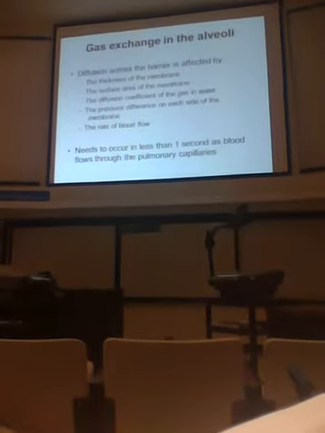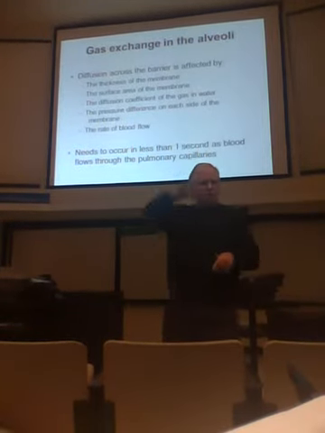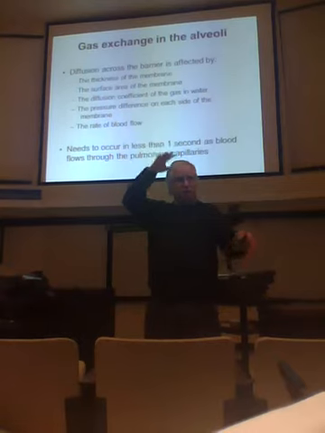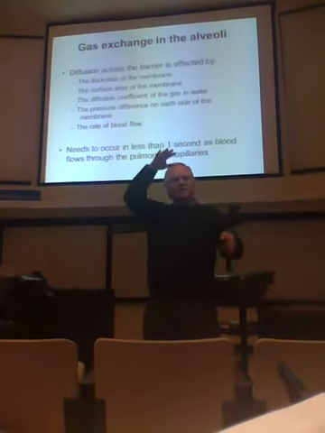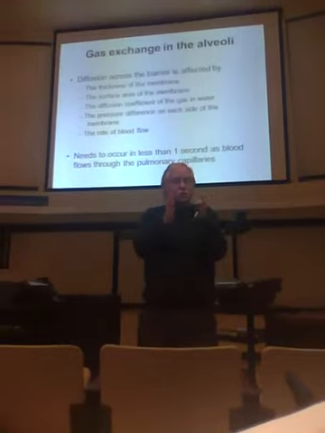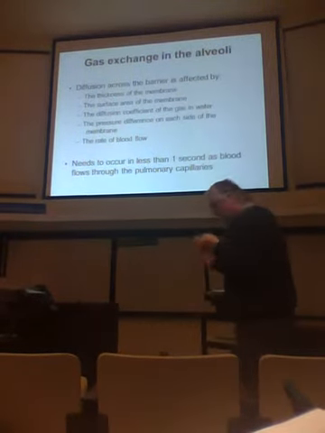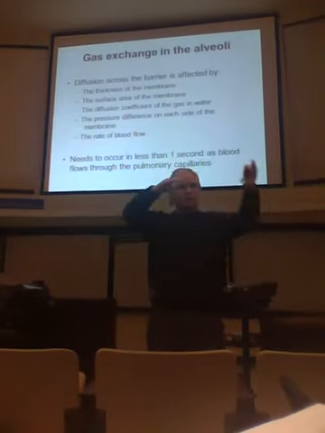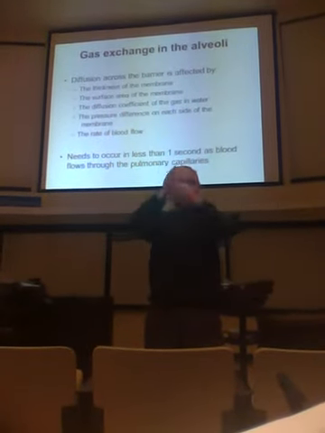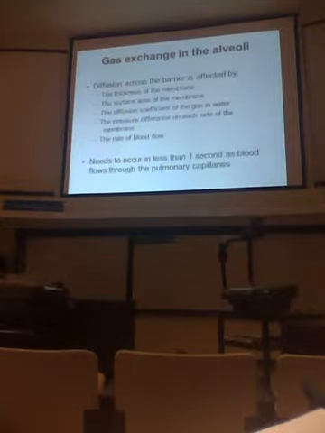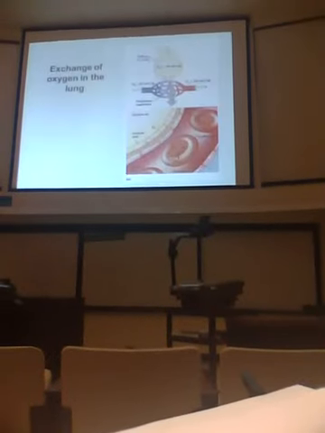So that comes to my thing. What's that called? The ventilation perfusion ratio. So the ventilation and the perfusion and the rate of blood flow is going to affect the efficiency of the transport. And the exchange needs to occur in less than 1 second as the blood flows through the capillaries. So where they come together, there's gas exchange. And that has to be optimal. And we talked about that last time, the ventilation perfusion ratio. So the efficiency of gas exchange in the alveoli is dependent on an efficient ventilation perfusion ratio.